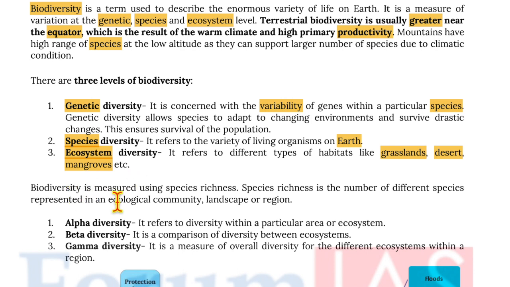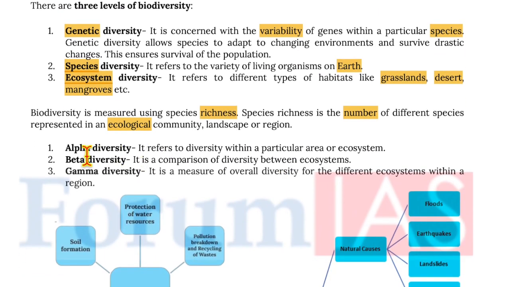Moving on, biodiversity is measured using species richness. Species richness is the number of different species represented in an ecological community, landscape, or region. Now, there are three types of biodiversity: alpha diversity, beta diversity, and gamma diversity. Alpha diversity refers to the diversity within a particular area or ecosystem. Beta diversity refers to the comparison of diversity between ecosystems. Gamma diversity is a measure of overall diversity for the different ecosystems within a region.